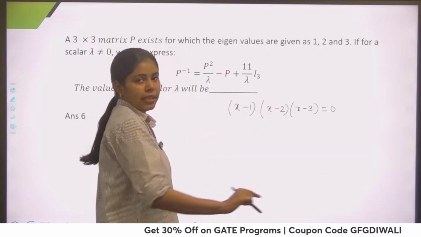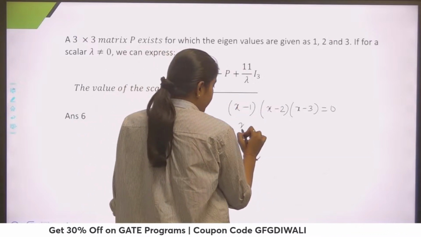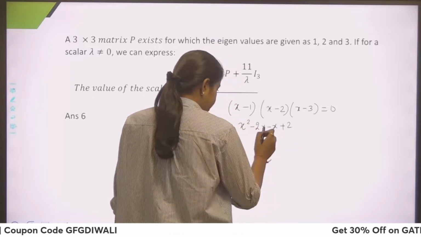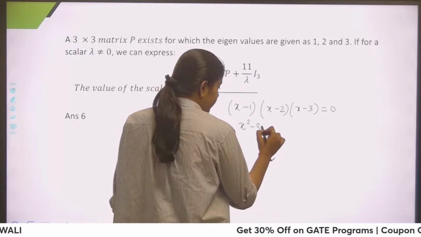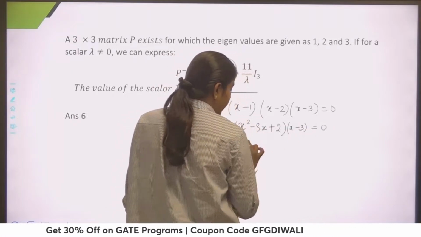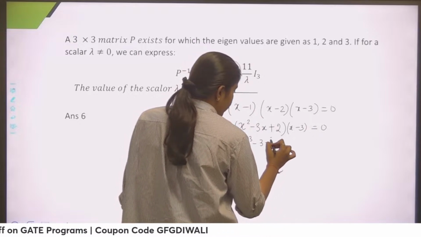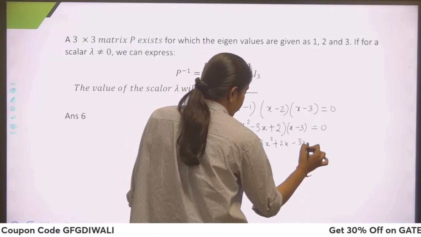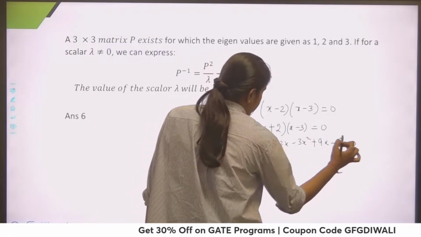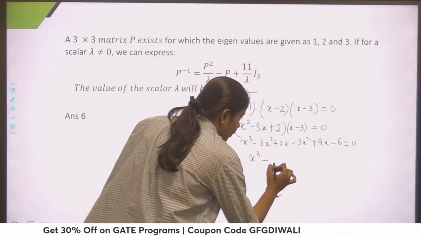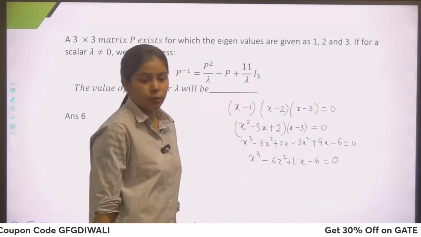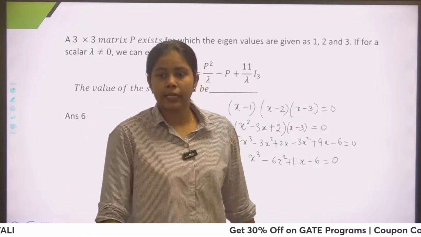So after multiplying, we'll get our characteristic polynomial. Let's multiply: x square minus 2x minus x plus 2, or I can write this as x square minus 3x plus 2 into x minus 3 equals to 0. If I solve further, x cube minus 3x square plus 2x minus 3x square plus 9x minus 6 equals to 0. So I'll get my characteristic polynomial x cube minus 6x square plus 11x minus 6. So this is my characteristic polynomial, right?